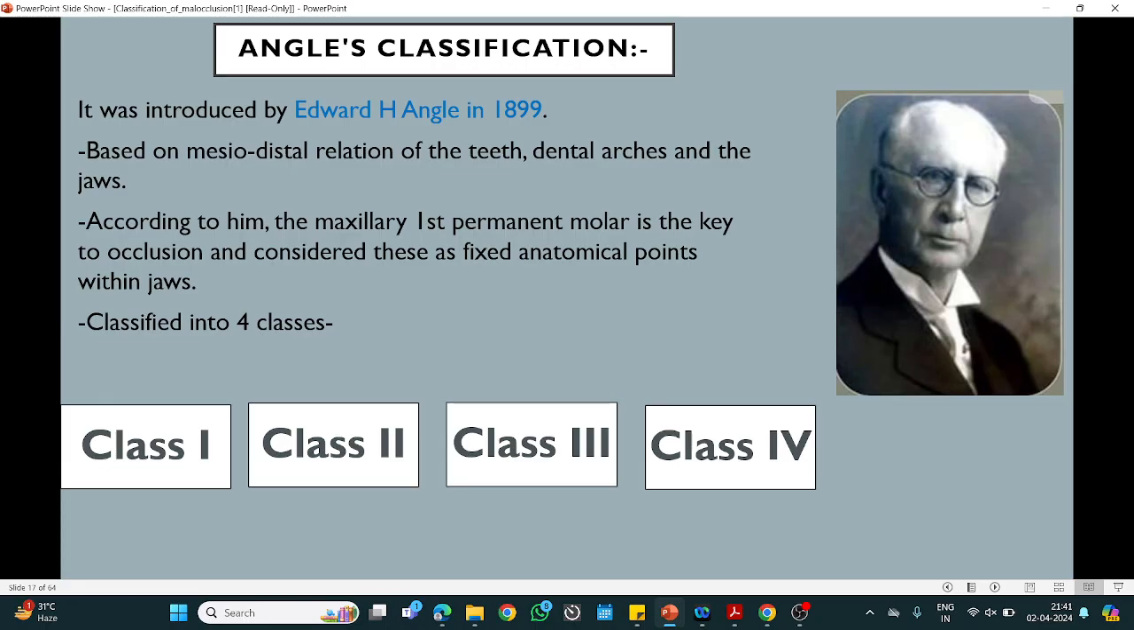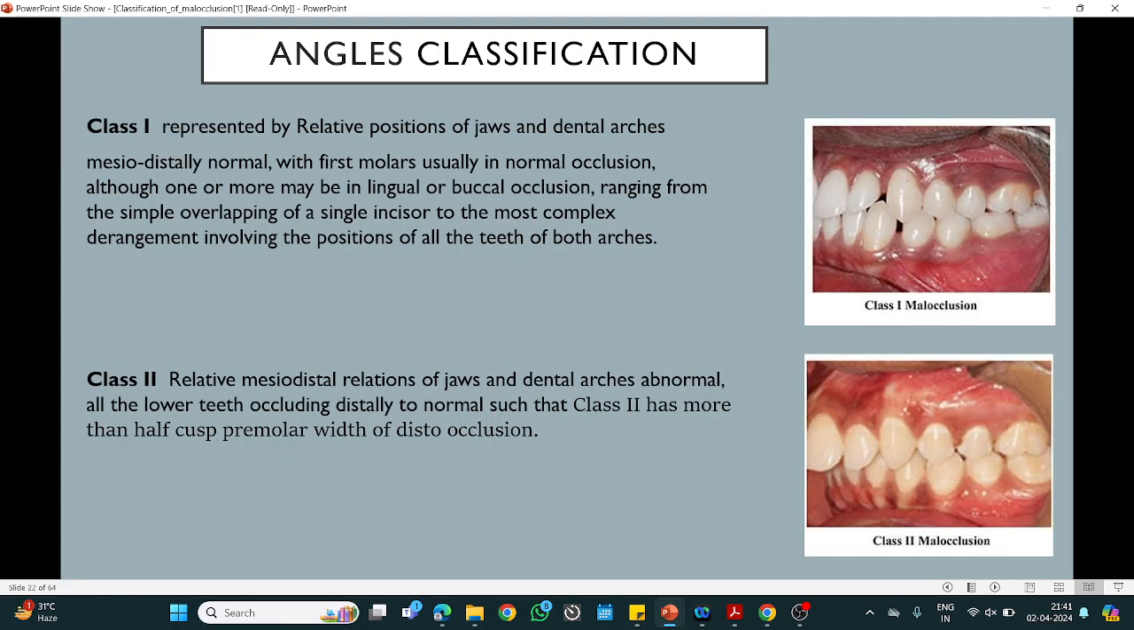He has classified malocclusion into four types: class 1, class 2, class 3 and class 4 malocclusion, with various subdivisions also. We'll look upon it accordingly. According to Angle, class 1 malocclusion is represented by a normal mesiodistal relative position of jaw and dental arches, with the first molar usually in normal occlusion, although one or more teeth may be in lingual or buccal occlusion, ranging from the simple overlapping of single incisors to the most complex derangement involving the position of all the teeth in both the arches.